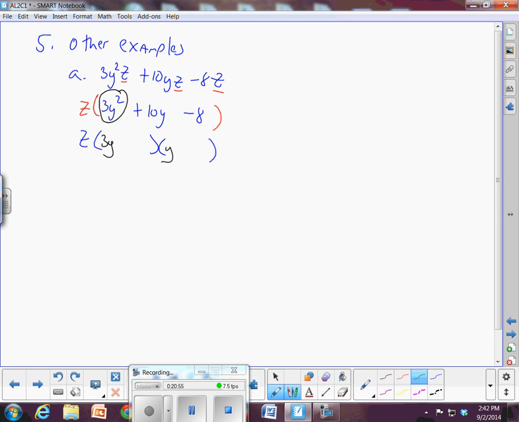What do your two back terms have to multiply together to get? You've got to multiply together to get a negative 8. So you're thinking negative 1 and 8, negative 2 and 4, 2 and negative 4, etc., right? But remember where you're heading. Where am I going? I've got to end up at a positive 10y.